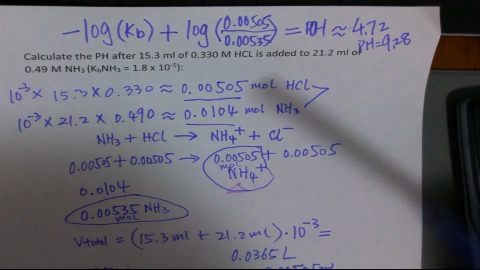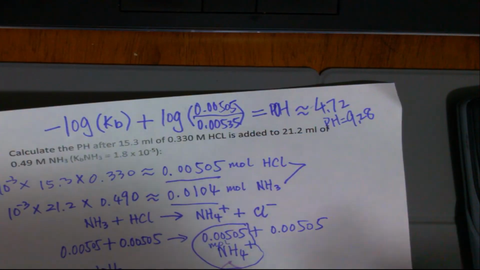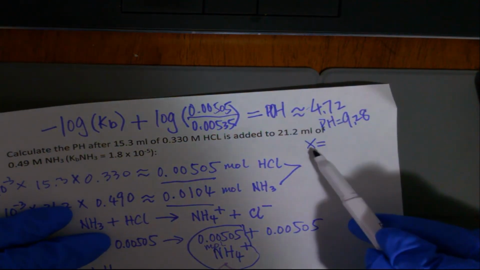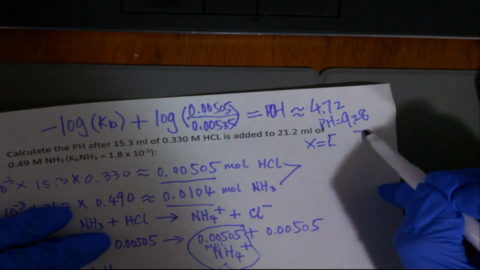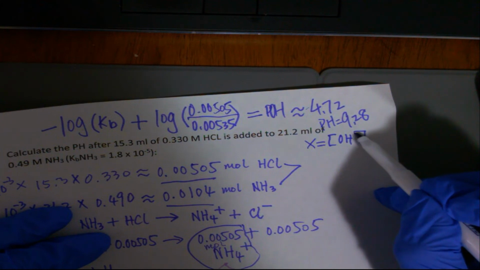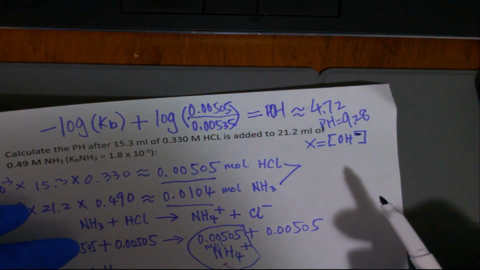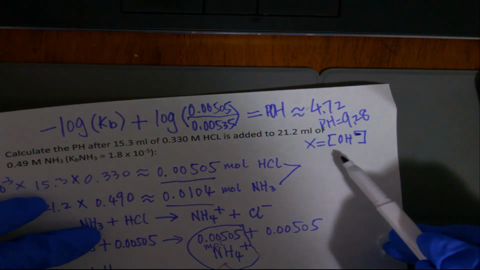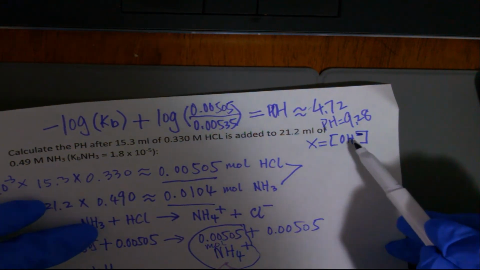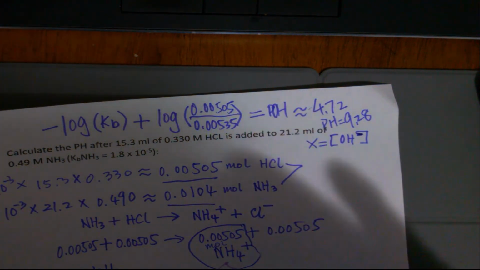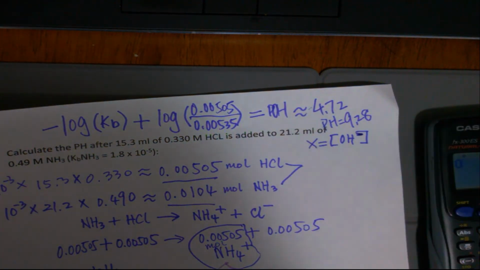Now, one last step: you need to verify that X is small. How do you do that? The X I'm talking about is the molarity of OH. I'm not talking about the molarity of the hydronium ion. Let's do OH. So how do we calculate X? We use pOH, not pH, because this is the hydroxide ion.